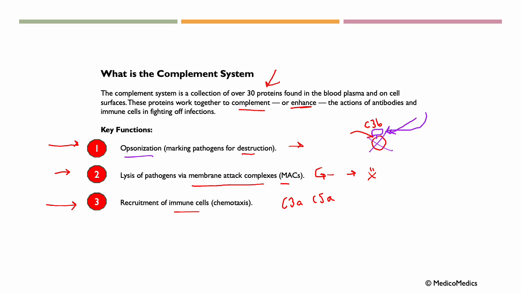Now, clinically, deficiencies in complement components can lead to serious infections or autoimmune diseases. We're going to discuss this as we move along in the lecture. So overall, the complement system isn't just a backup. It's actually a frontline defender that tags, attacks, and recruits to keep infections under control.